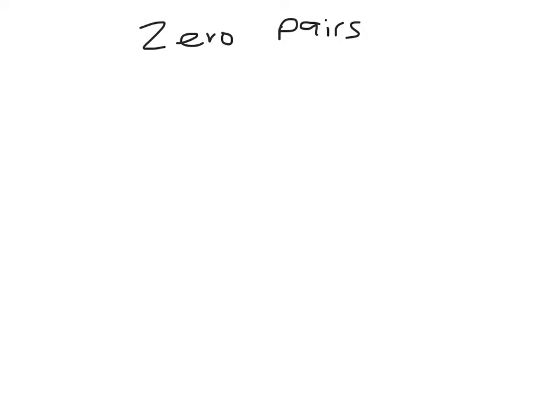Zero pairs basically say a positive number and a negative number can cross each other out to make 0. So I can have this problem right here. I can say 3, or positive 3, and I can say -2. Well, 3 minus 2, we all know, is equal to 1. But this is what it looks like.